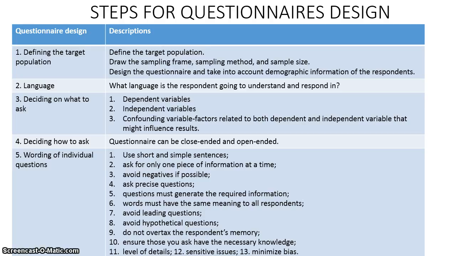Number 8, avoid hypothetical questions, meaning you should not ask something that will make your respondent make assumptions. Number 9, do not overtax the respondent's memory. Number 10, ensure those you ask have the necessary knowledge so they can answer. Number 11, level of details. Number 12, sensitive issues should not be asked. And number 13, minimize bias. Your questionnaire should not be biased because it might influence the respondent's answer.